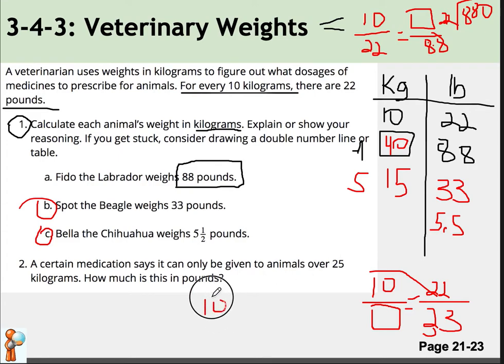So we have our 10 over our unknown number, is equal to, remember, you only cross multiply when things are equal, our 22, sorry, over 5.5. So 5.5 times 10 is actually quite easy because you just move the decimal place. So we have 55. And we're going to divide 55 by 22.